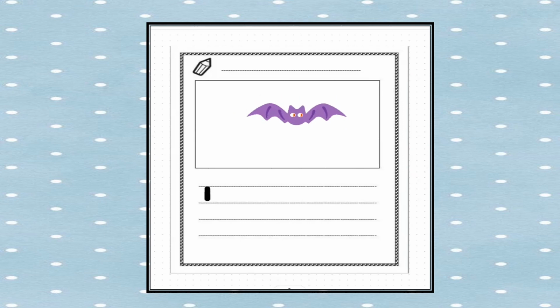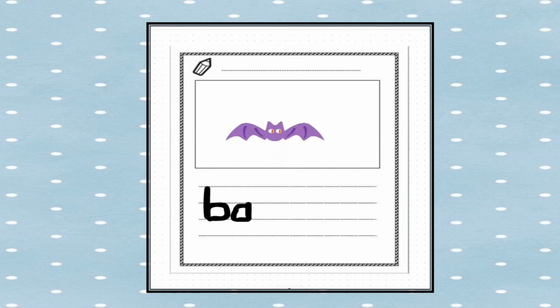Bad. Start at the top, down and up, turn. A. All the way round, up and down. T. Start at the top, down and curl and cross it.